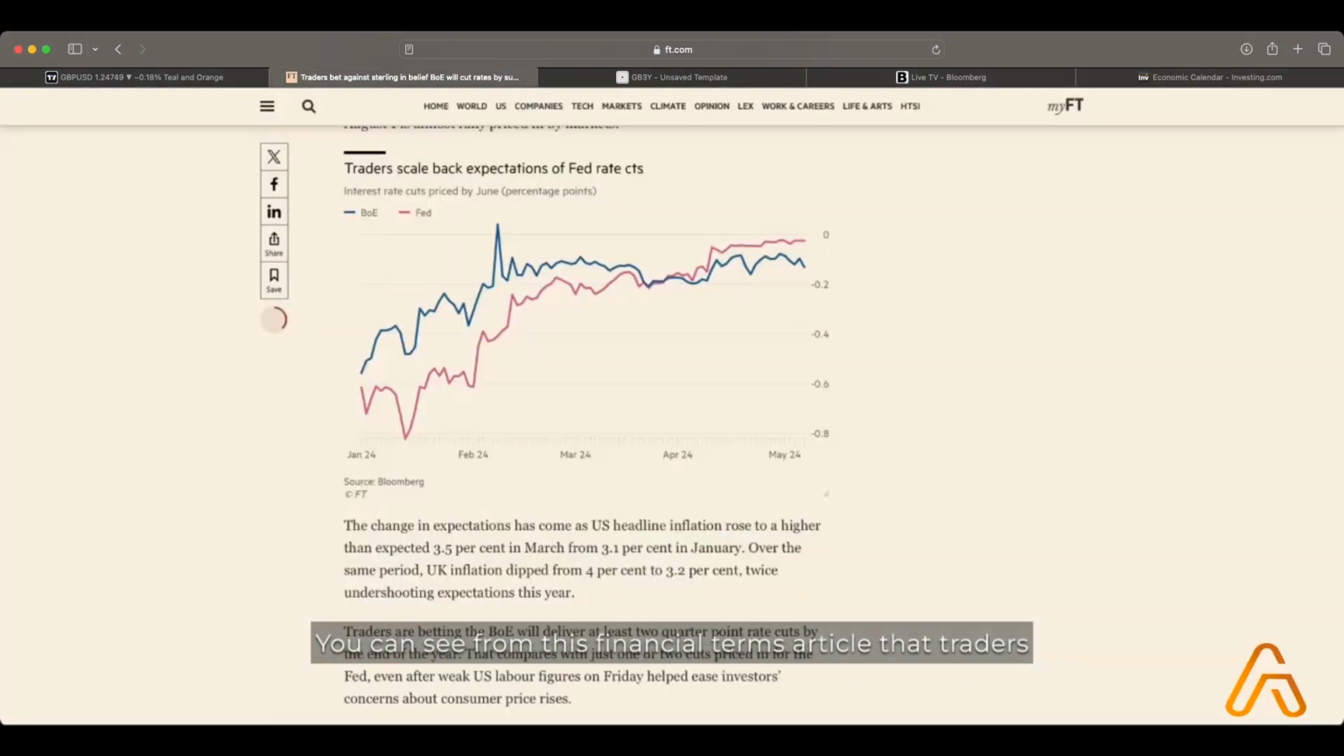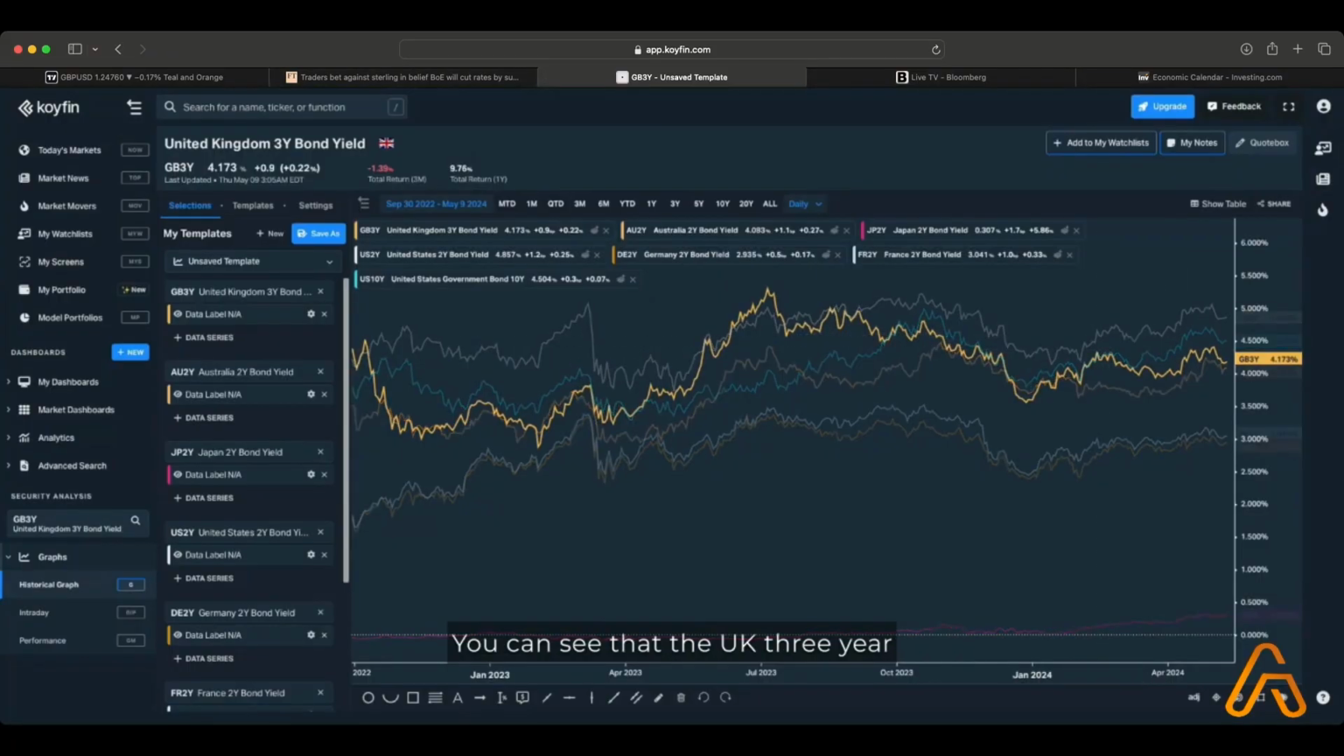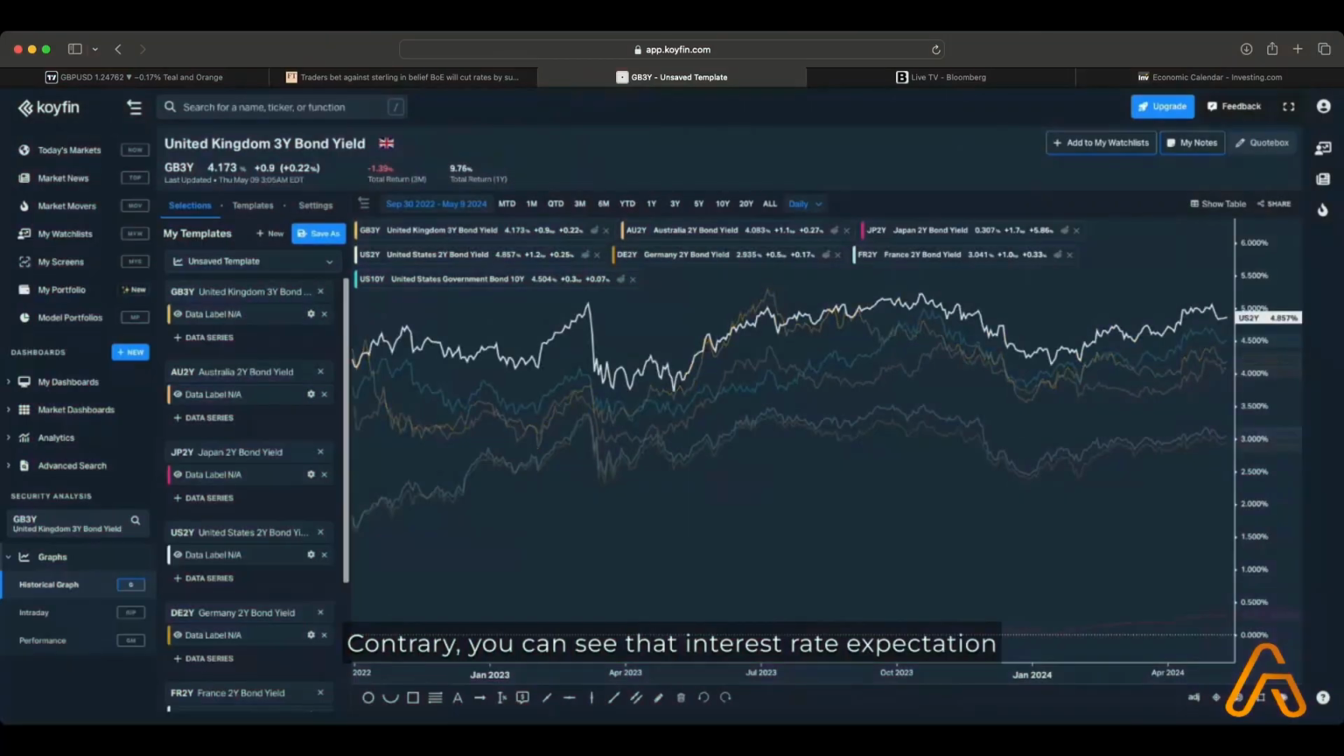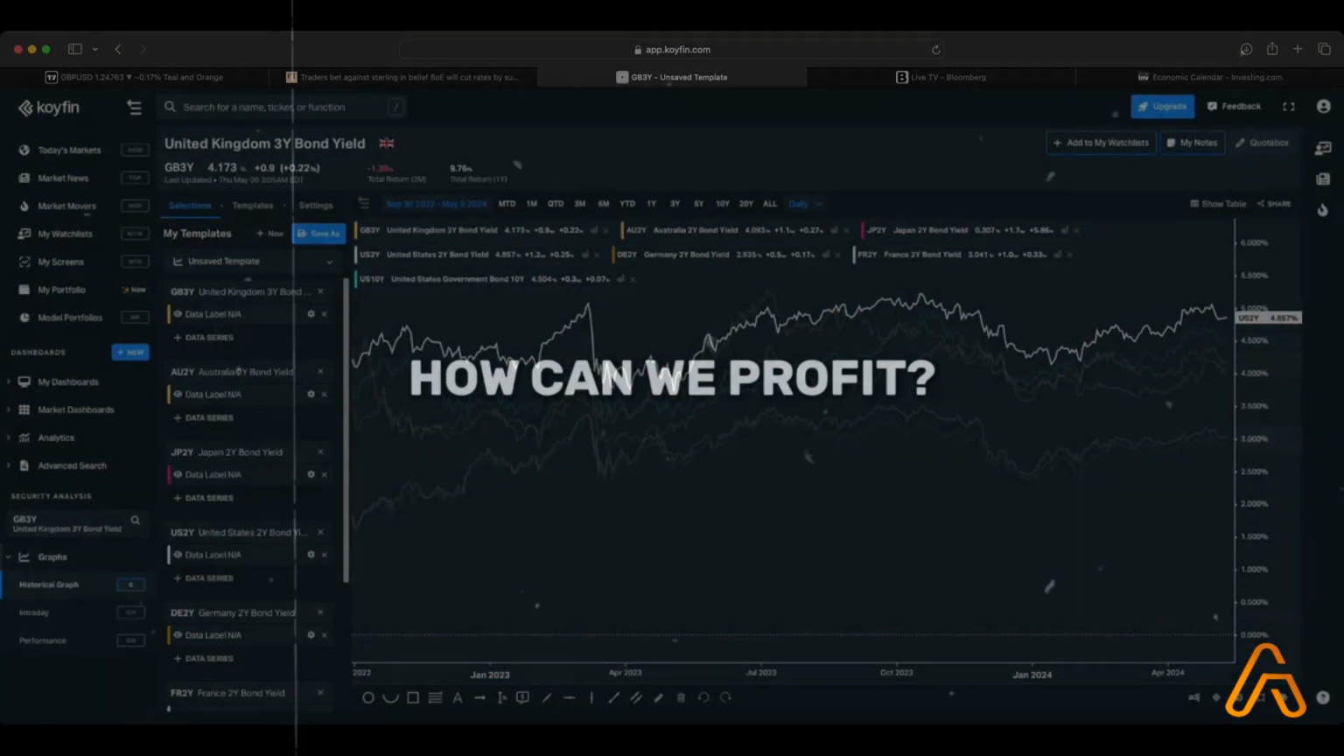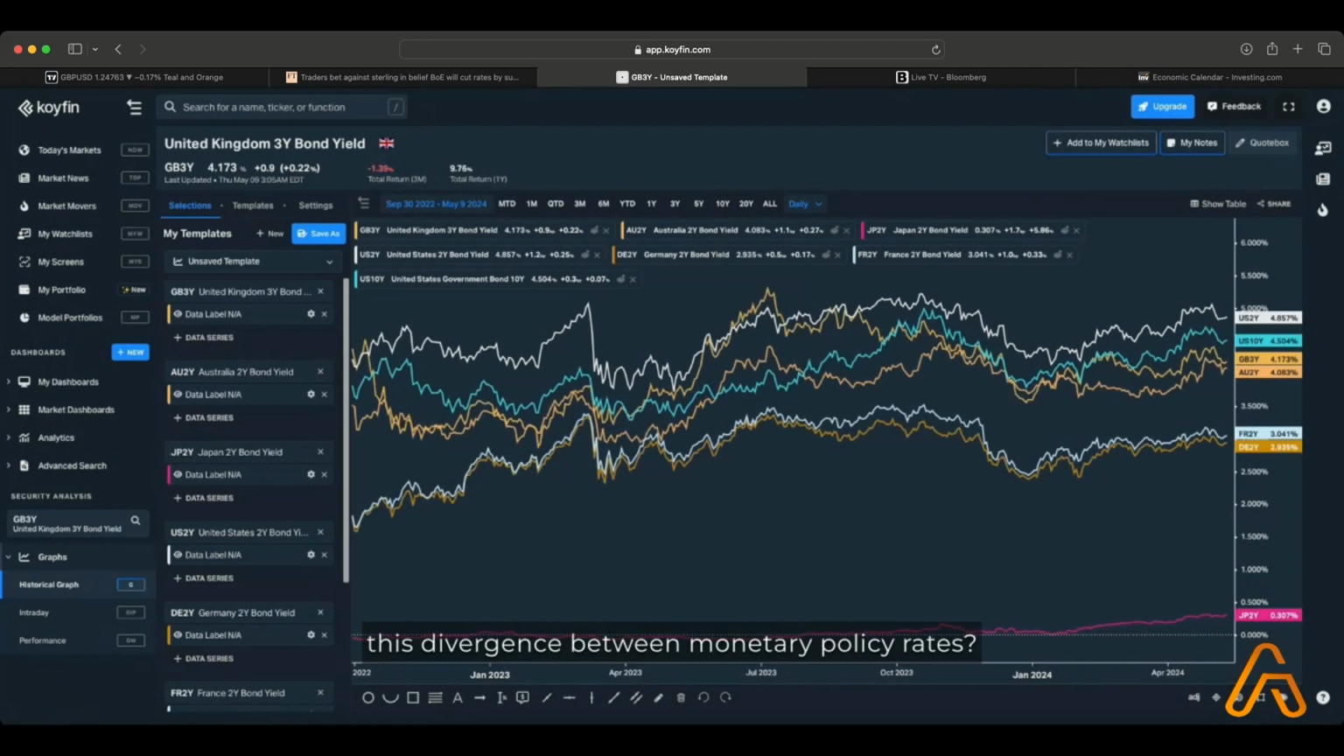You can see from this Financial Times article that traders scale back expectation for the Fed rate cuts. And the reason for that is within the yield curves. You can see that the UK 3-year yields are already falling because traders expect that the Bank of England is going to cut interest rate ahead of the Fed. Contrary, you can see that interest rate expectation in the US is rising because of the hawkish communication from the Federal Reserve. But how can we profit from this divergence between monetary policy rates?